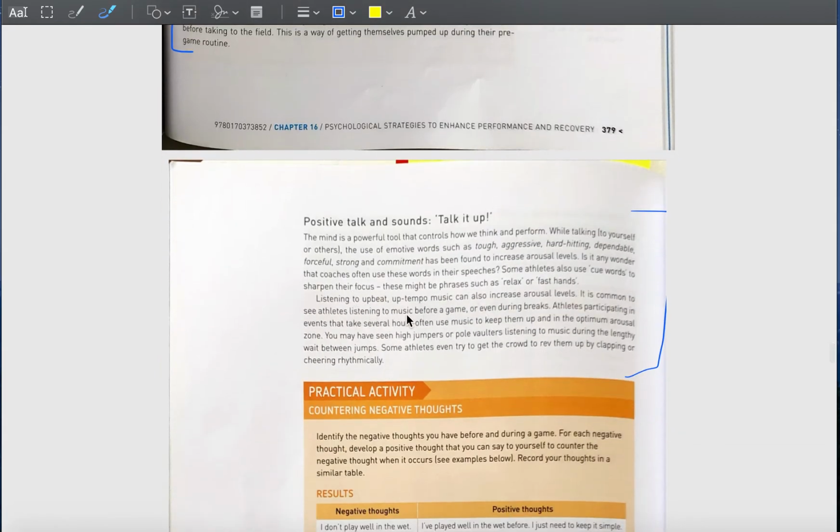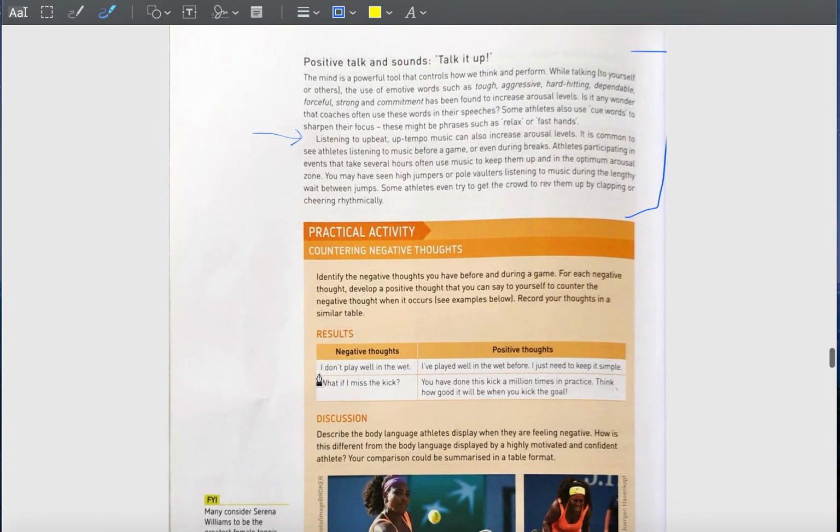Finally, positive talk. Positive talk also means listening to upbeat, up-tempo music, which I know a lot of athletes and a lot of people will do to try and bring themselves into the zone, as we would say in layman's terms, but essentially prepare you better with your arousal levels, ready for the sport or the competition or the game coming up. When we talk about positive talk, we're talking about eliminating any negative words from the conversation and doing things like, instead of saying, "Oh, I don't play well in the wet," say, "Well, I've played well in the wet before. I just need to keep it simple and I'm good to go."